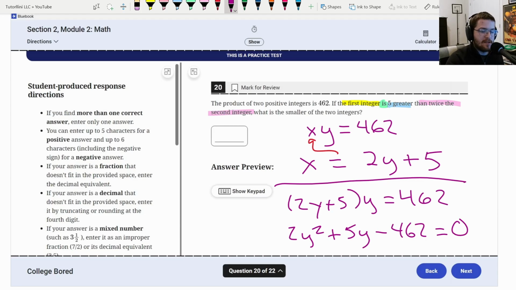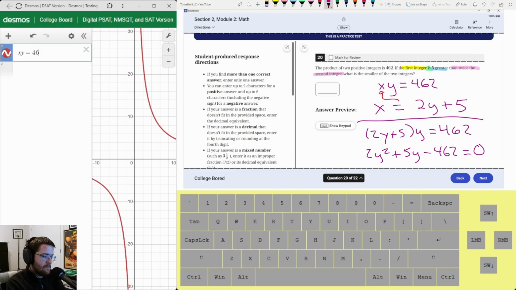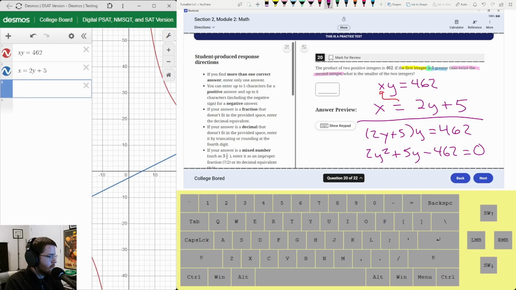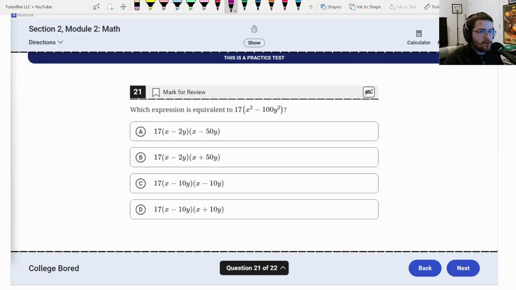Let's just switch to Desmos and we'll type this in. Again, the beauty of using x and y is you can literally just type them in. All right, so there are two options, negative 28, negative 16.5, but those are negative, and one of them's not even an integer, so it's not that one, it's this one. x is 33, and y is 14. It says, what is the smaller of the two integers? So we are going to go with 14.